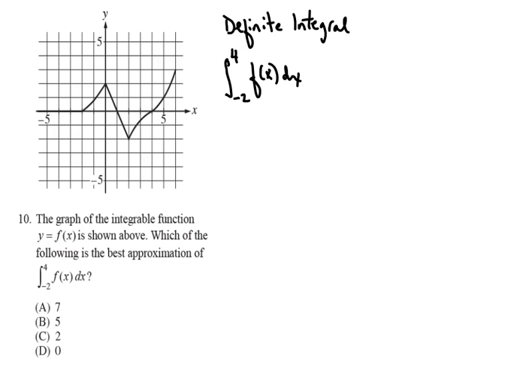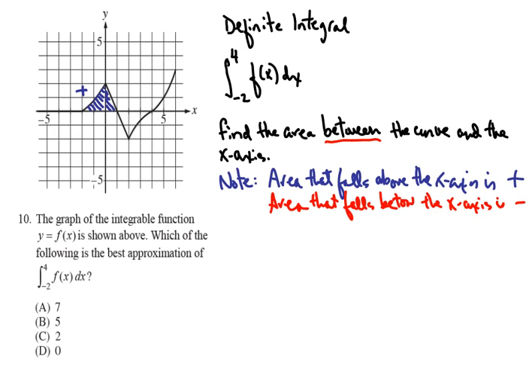With definite integration, basically what we're doing is just finding the area under the curve between x is -2 and x is 4. Any area that is going to be above the x-axis is considered to be positive, and any area that is below the x-axis, or I should say between the curve and the x-axis, will be negative. So any area between the curve and the x-axis that's above the x-axis will be positive. Any area between the curve and the x-axis that falls below the x-axis will be negative.